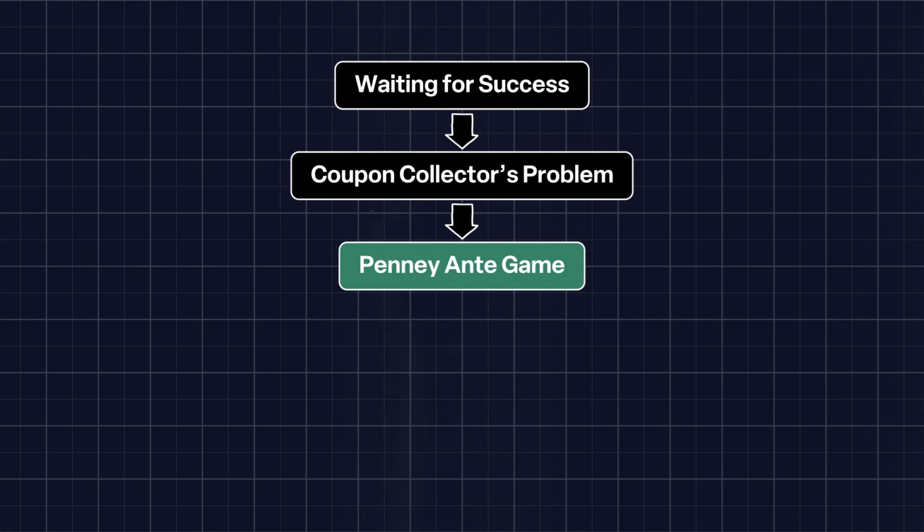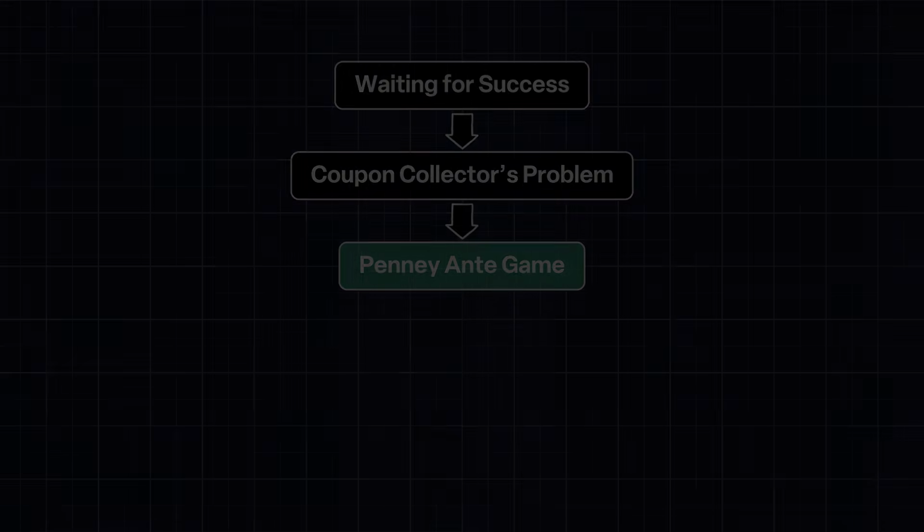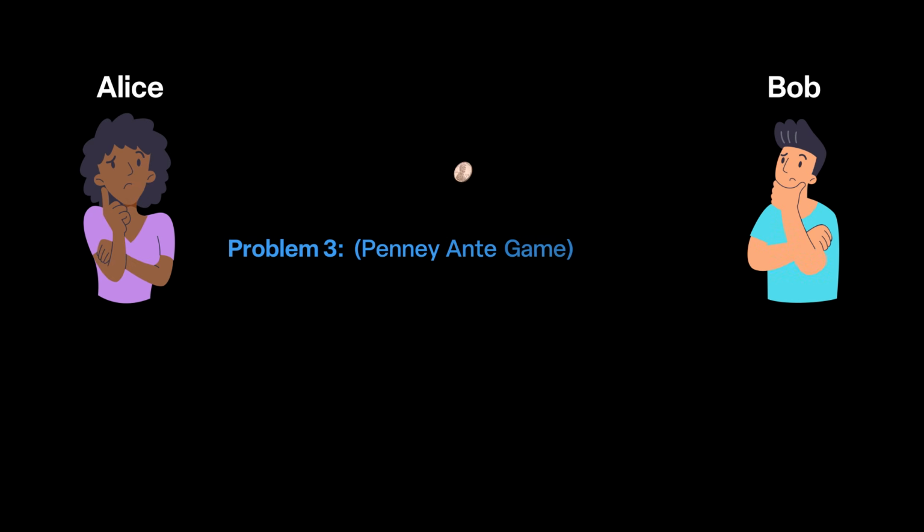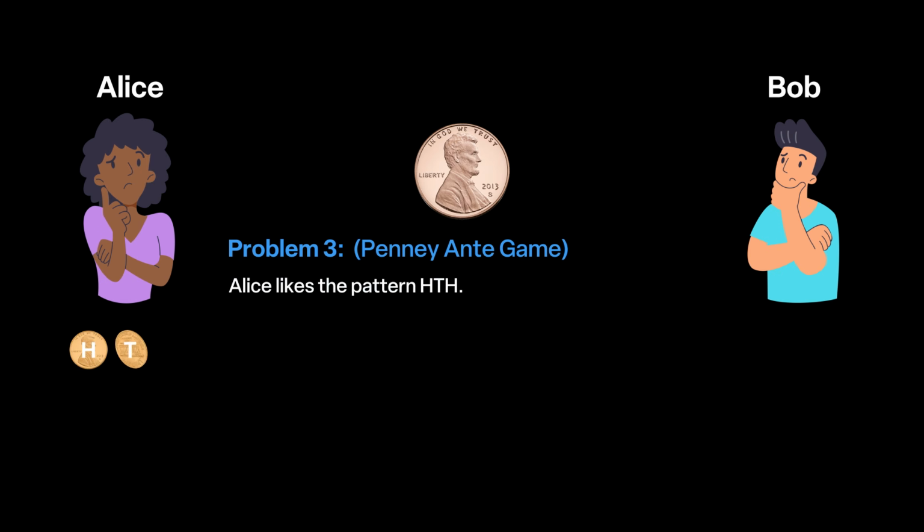Next, let's switch gears to find a probability instead. This game has 2 players, Alice and Bob. The game involves a penny or some other coin. We'll keep flipping the coin. Alice is looking for the pattern heads, tails, heads. 3 coin flips in a row with that pattern. Bob is looking for the pattern heads, heads, heads.